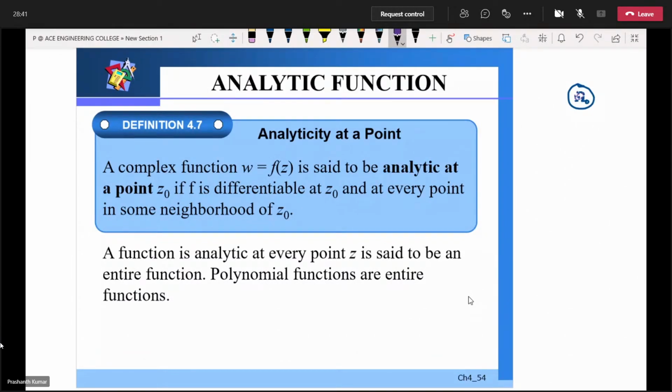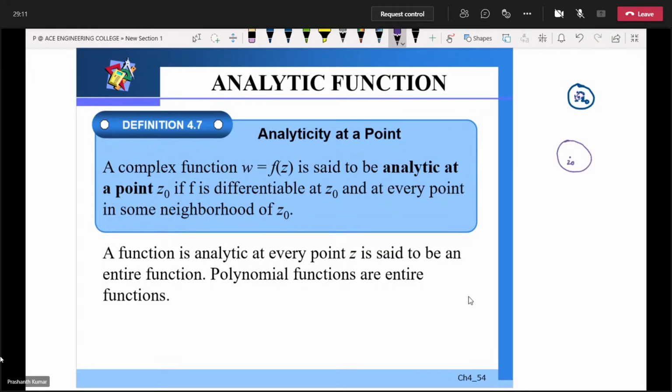A function analytic at every point of z is said to be an entire function. Polynomial functions are entire functions because every polynomial function is differentiable everywhere, therefore it is an entire function. That means if suppose you see a function, this is z naught, in this neighborhood, I am taking it bigger, enlarging the small one to show you.